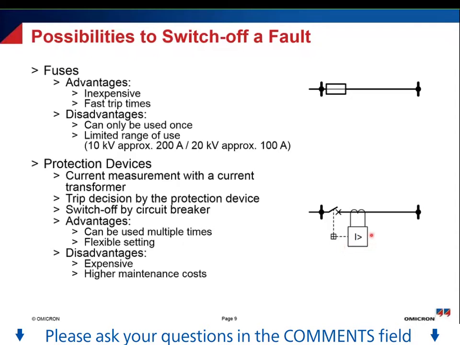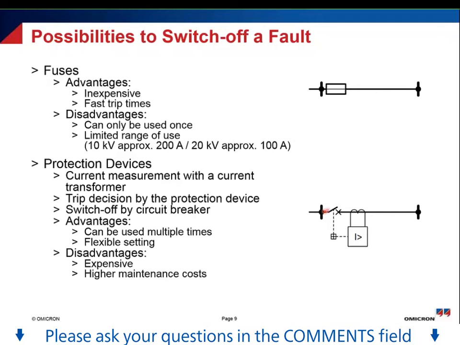And as soon as this device found the trip decision, then it can give a trip signal to the circuit breaker, which is here. The circuit breaker in the end is an asset that interrupts the current flow. And the circuit breaker is able of breaking also short circuit currents, compared to, for example, load switches, which are not able to interrupt short circuit currents.